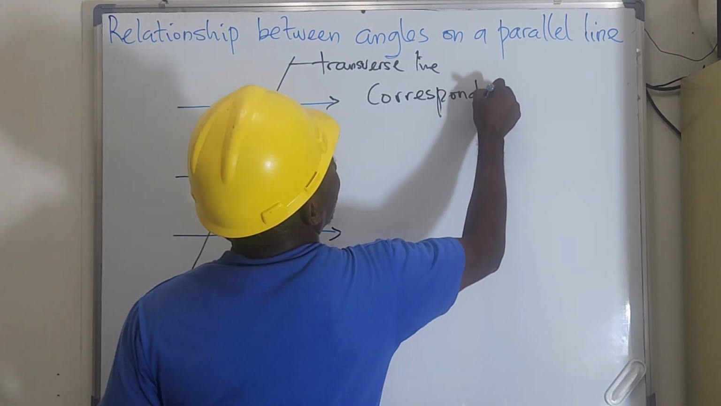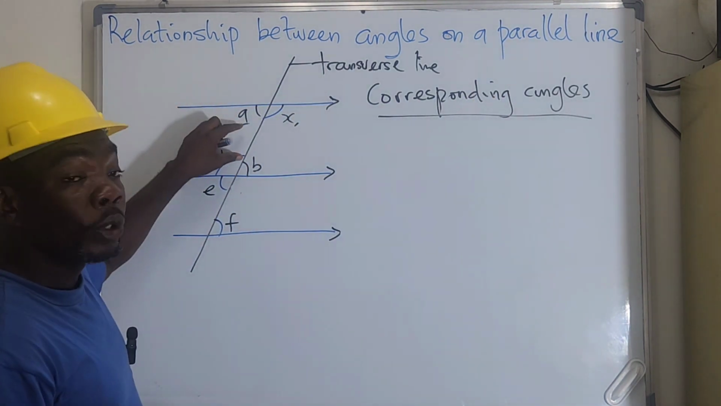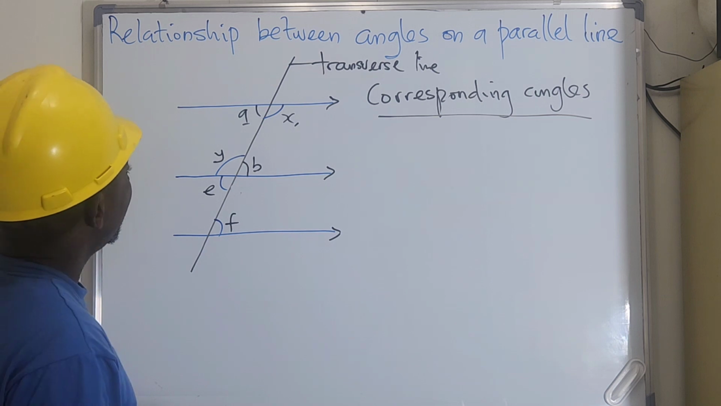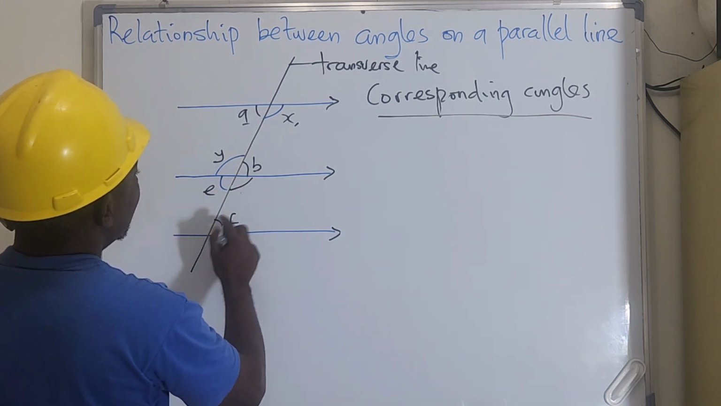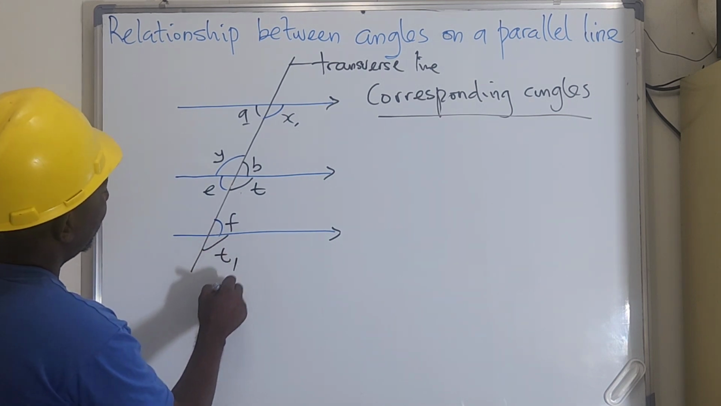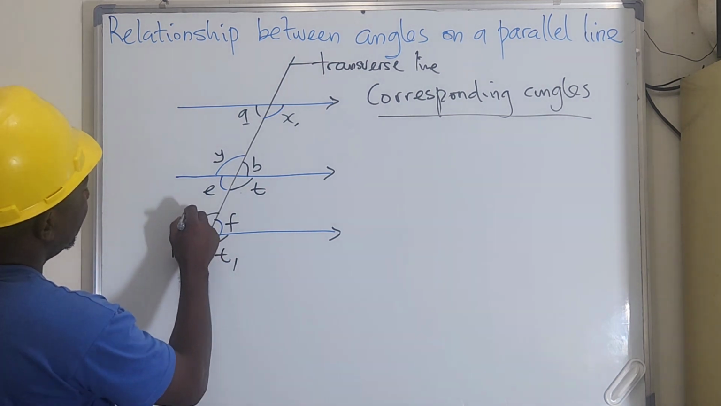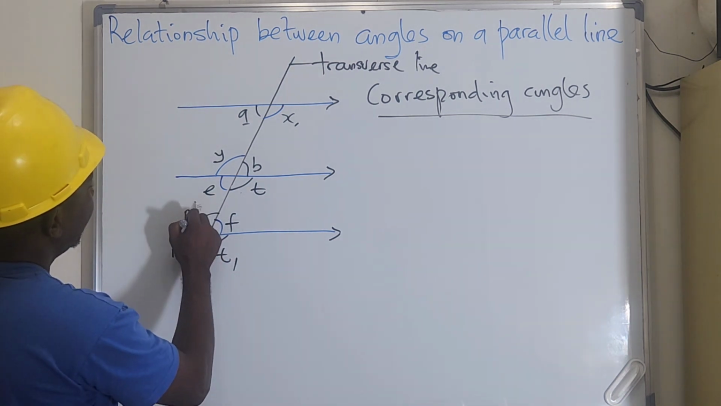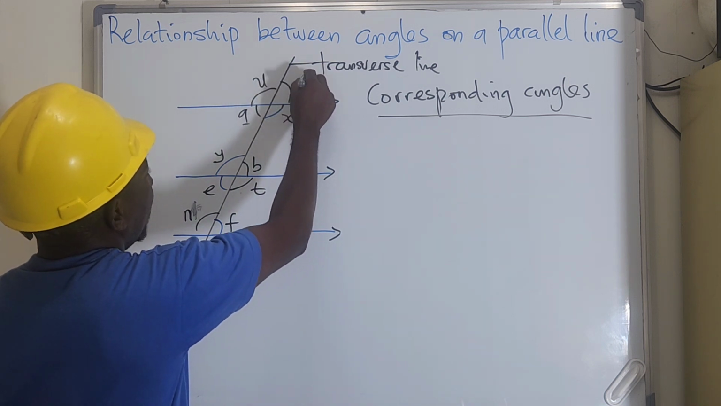We have corresponding angles. From this figure, we will see the corresponding angles. In this case, let's say this angle is T, and this angle is T1. We also have this angle, let's say M, and this one as N. Here we have this one as U, and this one as V.